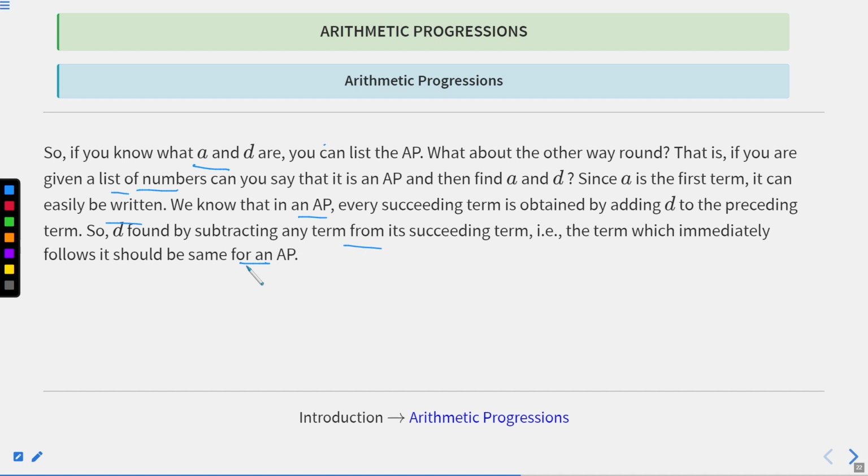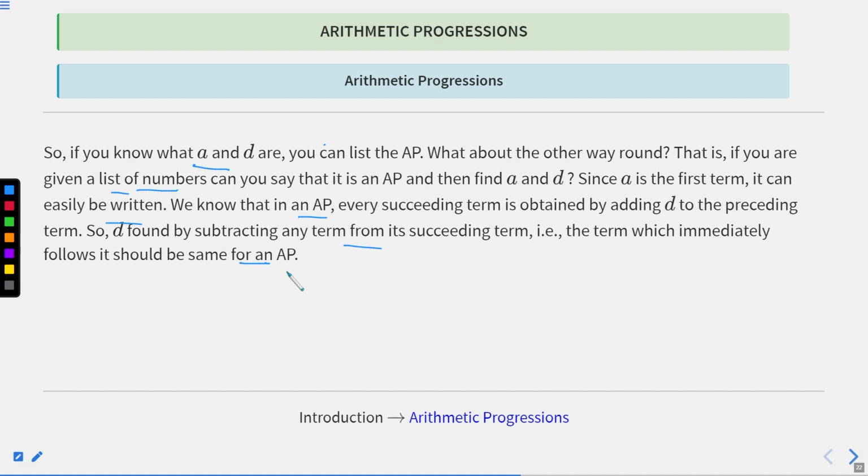Suppose we have an AP a1, a2, a3, and so on. Here the first term is a1, so you can easily find the first term. The common difference is equal to the difference of consecutive terms. If we subtract any term from its succeeding term, we get the value of D.